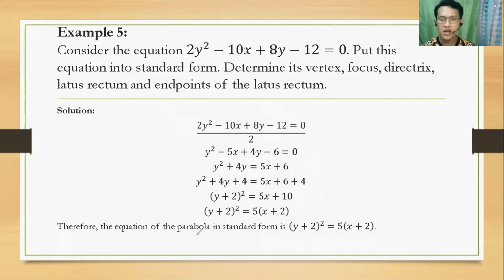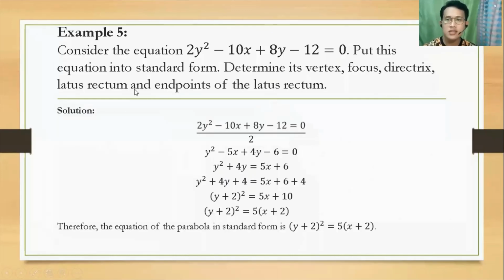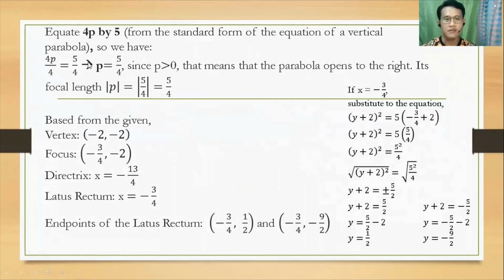Therefore, the equation of the parabola in standard form is the quantity of y plus 2 squared is equal to 5 times the quantity of x plus 2. Next step, you need to equate your 4p. Where is our 4p here? The 5, that's our 4p by 5. 4p is equal to 5. Divide both sides by 4. And then your p will turn into 5 over 4.